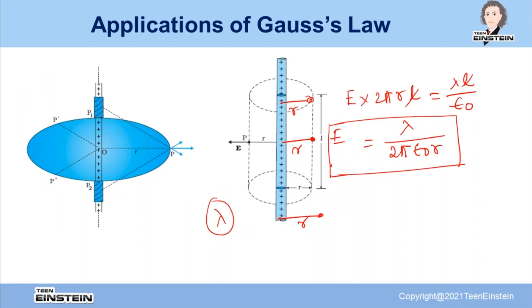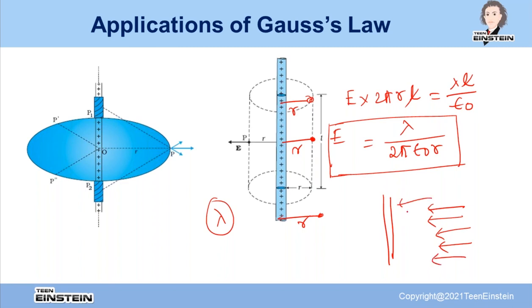In this way it will be radially outward. But suppose the charge density is not positive, this is negative charge, negatively charged. So then what will happen? The electric field lines will be coming into the wire, like this. This will be the electric field direction. So if lambda is negative, the electric field will point inward.